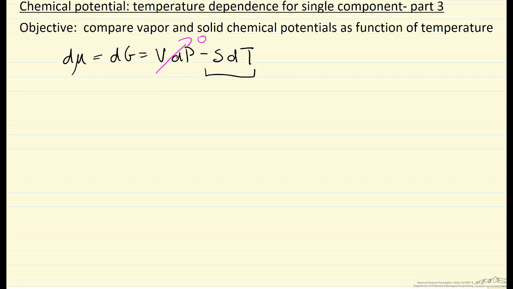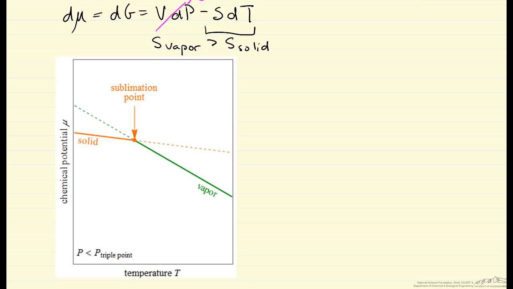And since the entropy of a vapor is greater than the entropy of a solid, this means the chemical potential is going to decrease more for the vapor than the solid. Let's look at a plot of chemical potential as a function of temperature for a vapor and a solid. So we can see as we raise the temperature, the chemical potential of vapor decreases more.